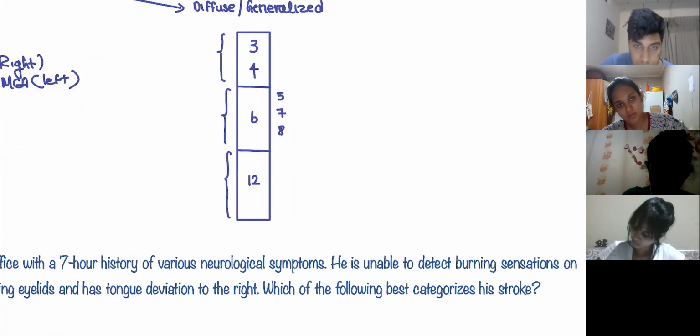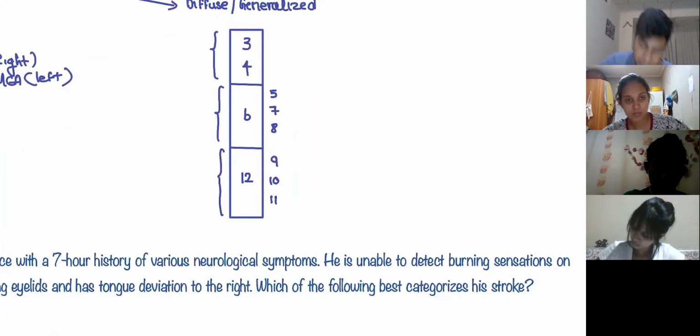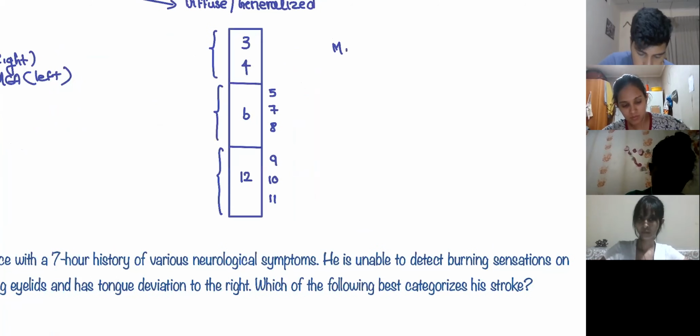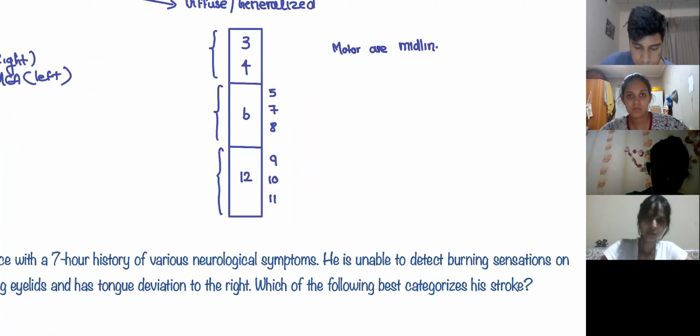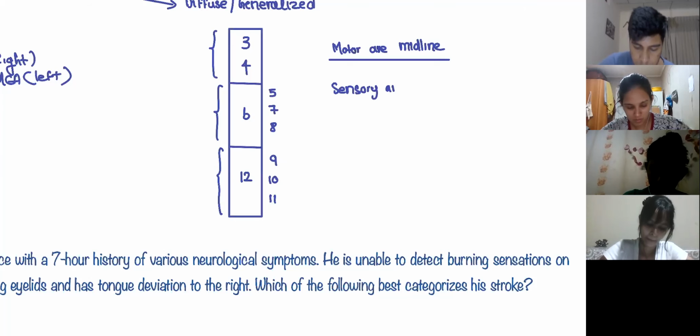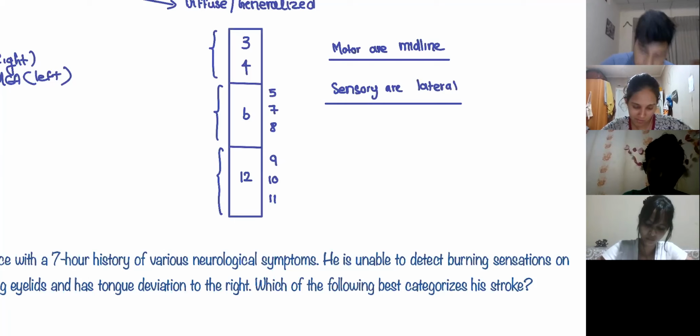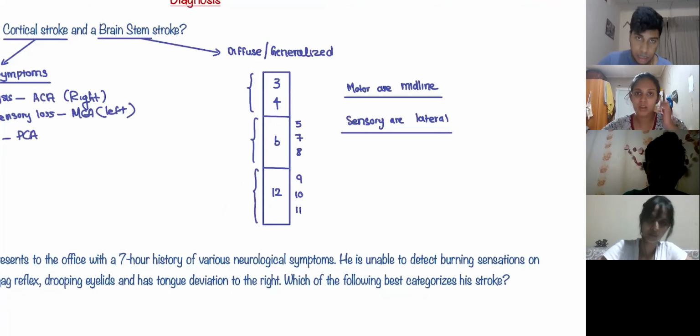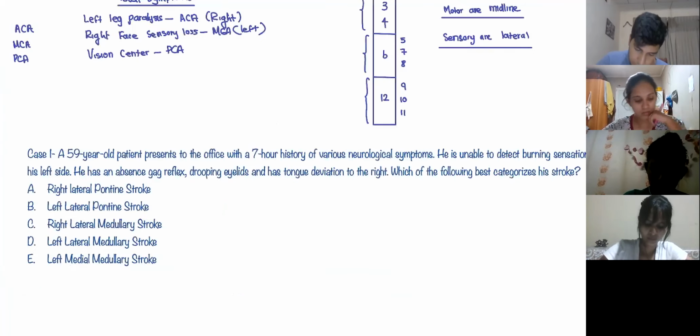12, 9, 10, 11. The way I remember this: motor are midline. Sensory are lateral. That's all I remember. Okay, let me do a case and I will explain this.